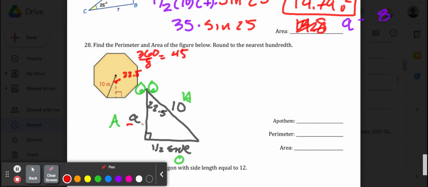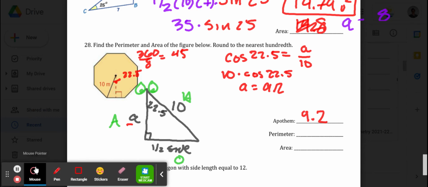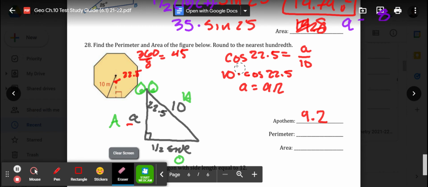We'll use red. So it's H and A, so it's going to be cosine of 22.5 equals apothem over 10. So we just get 10 times the cosine of 22.5, which is 9.2. So we get the apothem is equal to 9.2. Okay, so save that work. I'm going to erase it. So if you need to see it, pause it. But I'm going to erase it because I'm running out of space.